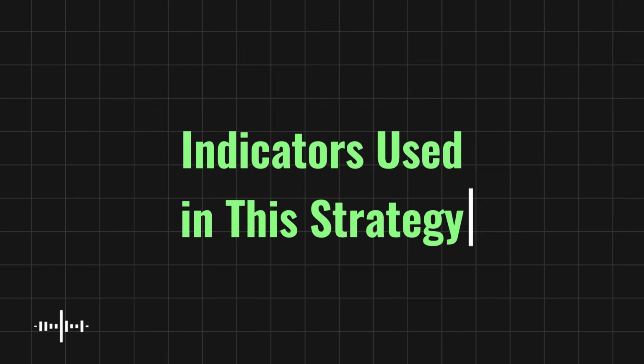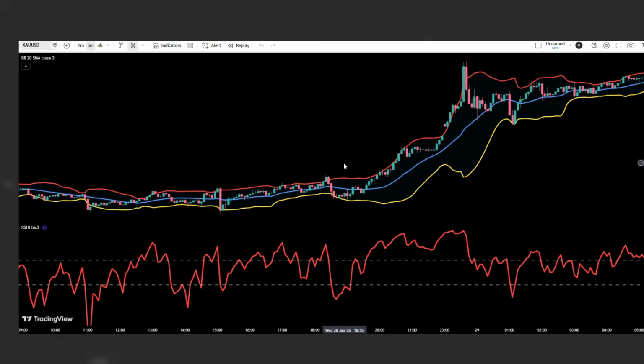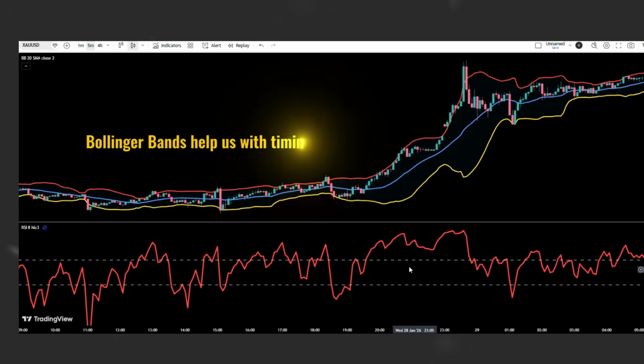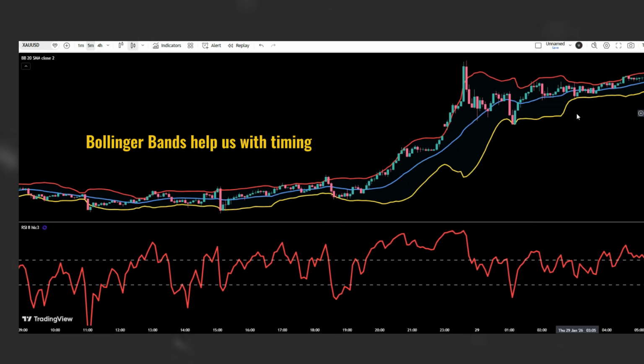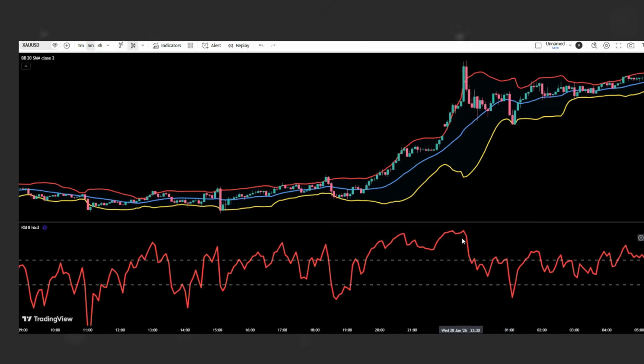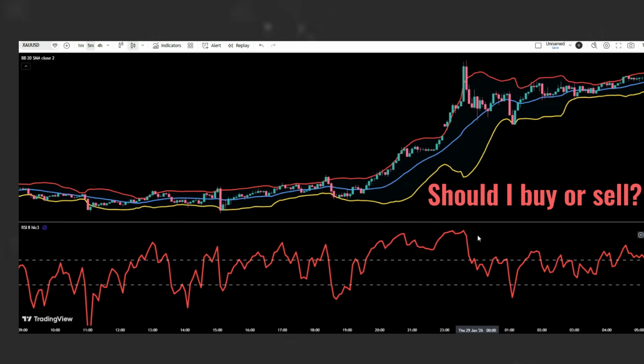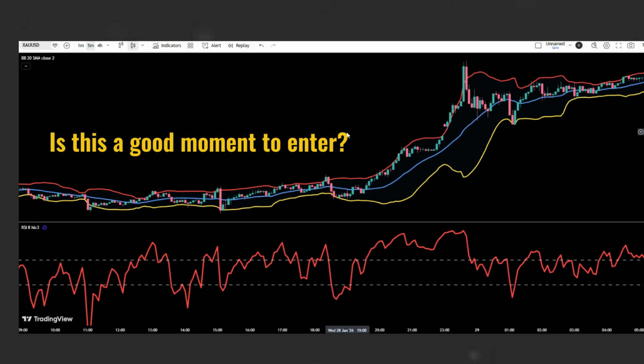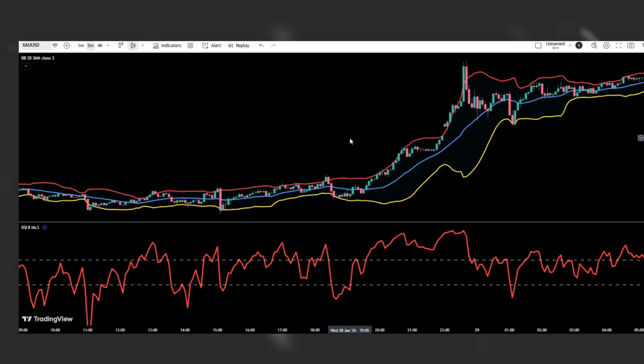Indicators used in this strategy. We use only 2 indicators, RSI and Bollinger Bands. Each indicator has a clear role. RSI tells us direction and market bias. Bollinger Bands helps us with timing. RSI answers the question, should I buy or sell? Bollinger Bands answer the question, is that a good moment to enter? When these tools work together, our trades become clean and controlled.